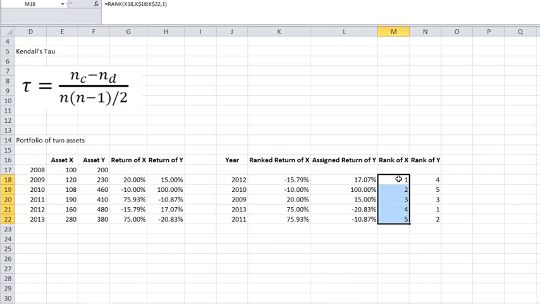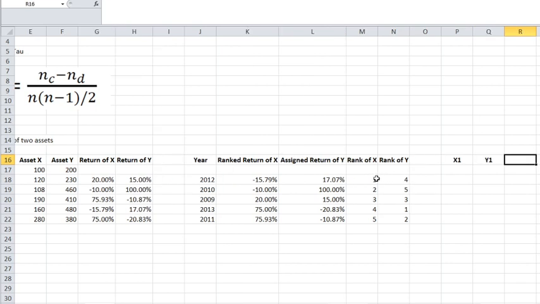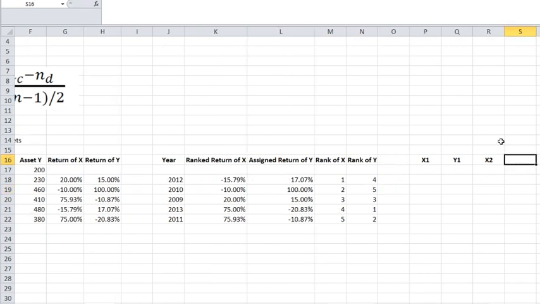Each pair will have 2 sets of x and y values. So let me label my columns x1 and y1. So the first observation will have an x value and a y value. And then we will pair it with another observation that will have its own x value and y value. So I'll label it as x2 and y2.